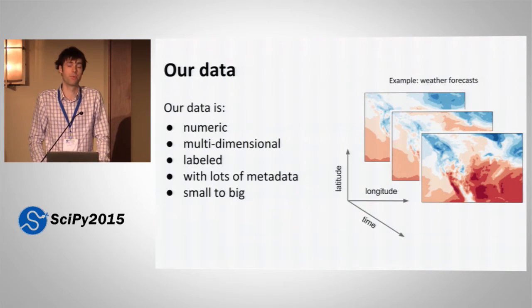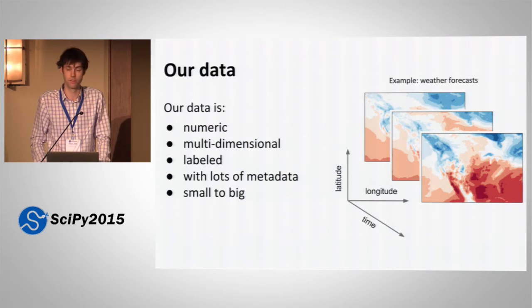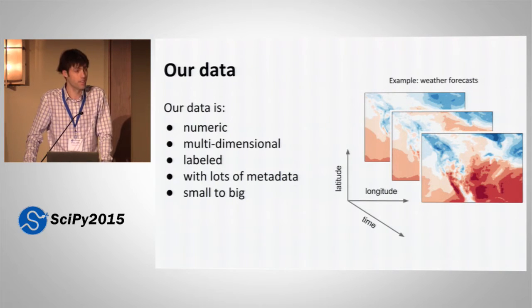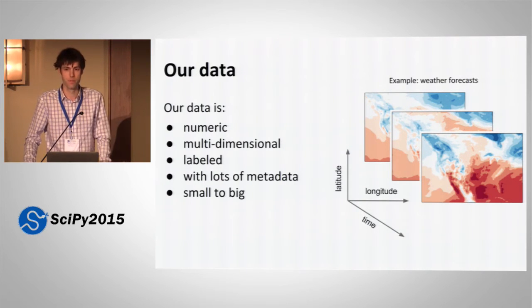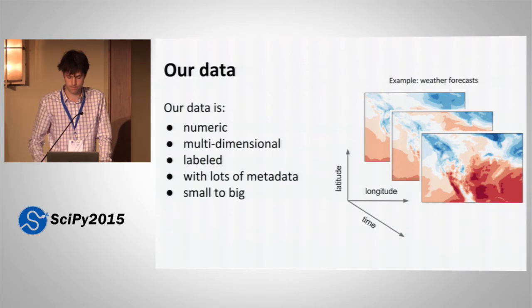And the data sizes that we work with range from small data, say data that you can fit in memory, but oftentimes to medium and really big data. Climate datasets, for example, can easily scale into tens of gigabytes, hundreds of gigabytes, terabytes. So we need tools that also scale, ideally, to working with more data than fits in memory.